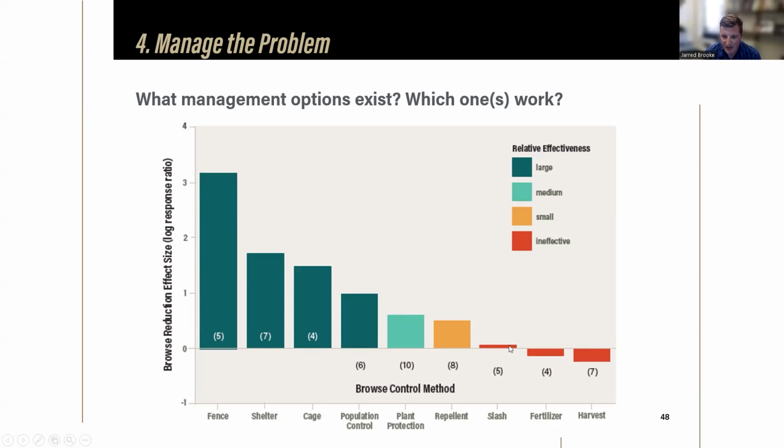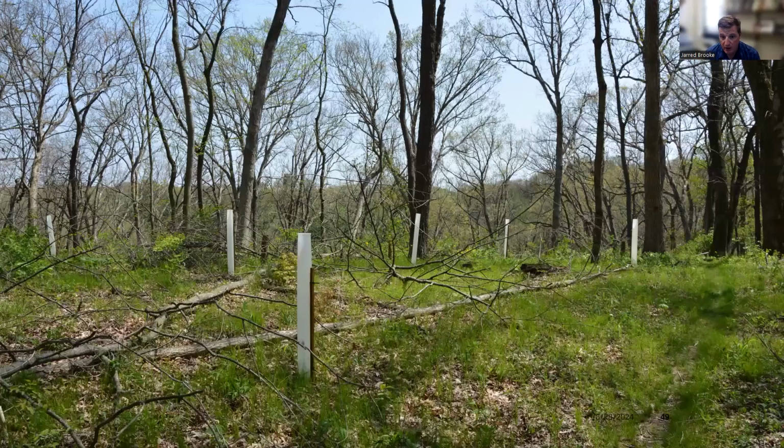In general, slash fencing wasn't effective, and that's not to say that it's not effective overall, but there was a lot of variation in the data. So some studies found it wasn't effective, and some studies found it was effective. And so this is just another shot at a site where we use timber harvest to open up the canopy to allow more sunlight for oaks, and tree tubes as a way to reduce deer browse.